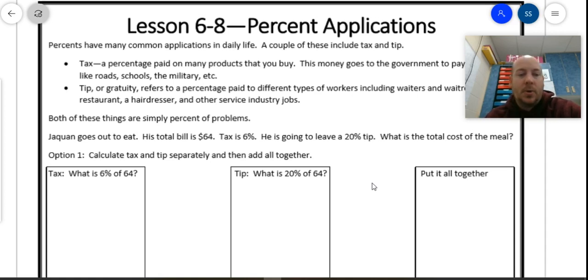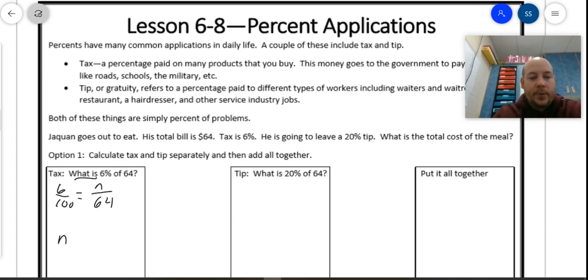Okay. So your tax is simply what is 6% of 64. All right. So again, we've looked at a couple methods of doing that type of thing. If you're a proportion person, percent over 100, 6 over 100. What is? So we don't know the part. 64 is the total cost. Or if we do an equation, n equals 0.06 times 64. Either way is going to work there. And again, you guys can use calculators to help you with that. So if we solve that, our tax in this case is going to be $3.84.